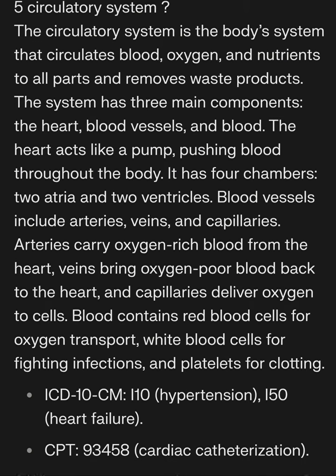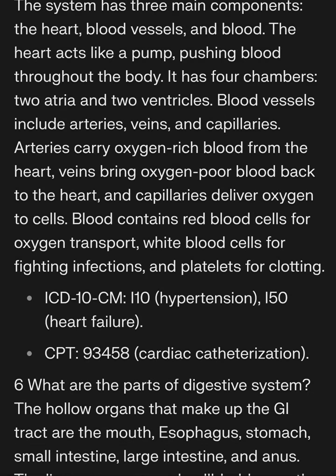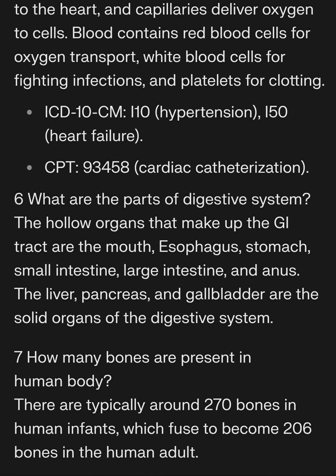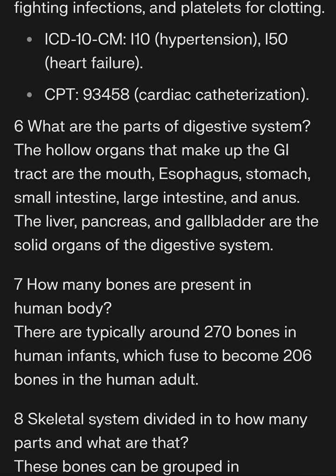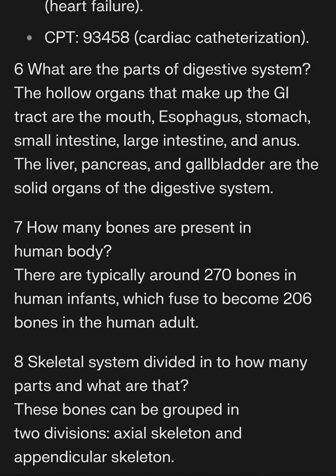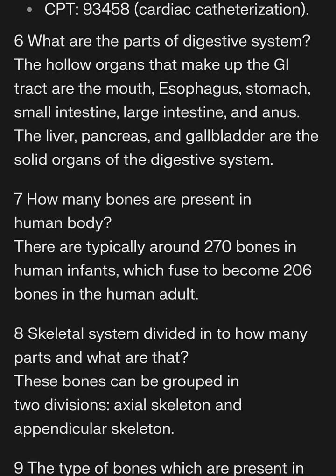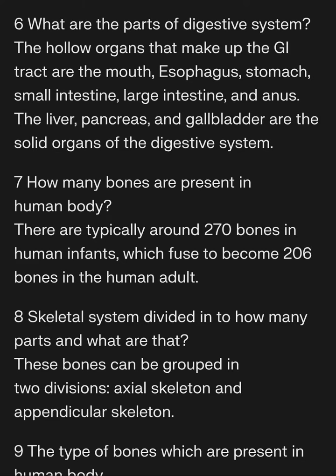ICD-10-CM I10, hypertension; I50, heart failure. CPT 93458, cardiac catheterization. 6. What are the parts of the digestive system? The hollow organs that make up the GI tract are the mouth, esophagus, stomach, small intestine, large intestine, and anus. The liver, pancreas, and gallbladder are the solid organs of the digestive system.